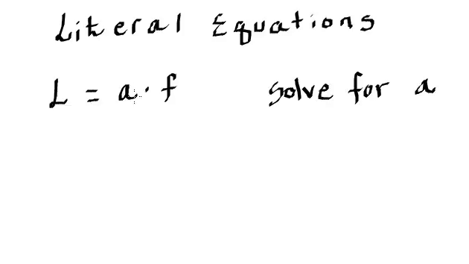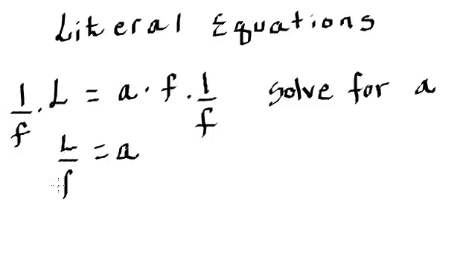And what I'm going to do is simply multiply both sides by 1 over F. F times 1 over F is just 1. So remember, if F were the number 5 and you multiplied it by 1 over 5, you would just get 1. So we end up with A is equal to L over F. And of course we can rewrite this as A is equal to L over F, putting A on the left hand side.